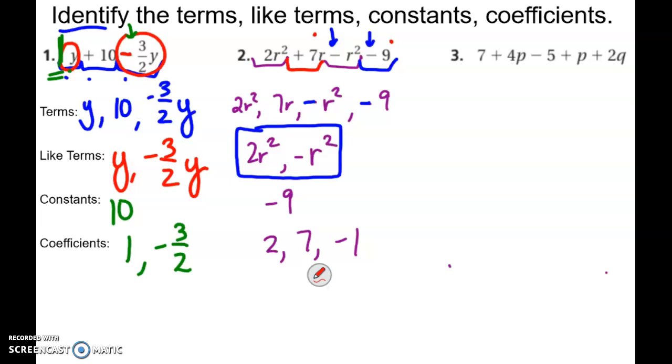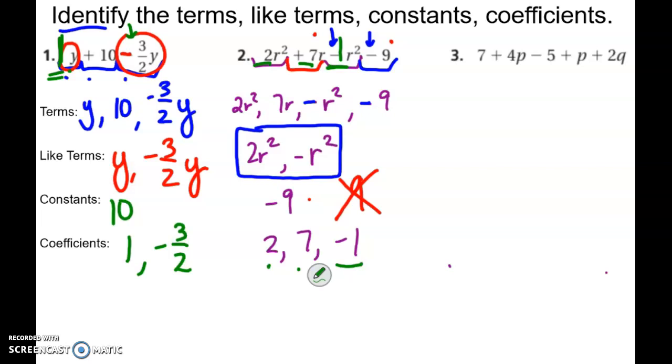The constant, the plain number by itself, the -9. If you wrote 9 on a quiz, that would be wrong because it's a -9. Got to keep the negatives with it. And then coefficients. Coefficients mean the number in front of each variable. Well, the number in front of this variable is 2. Number here is 7. And the number here, it's a negative. And if there's nothing there, it's an invisible 1. So -1.